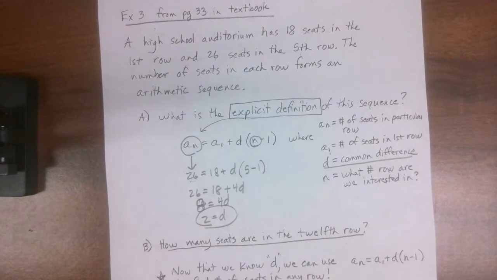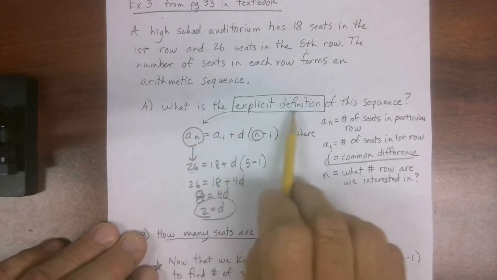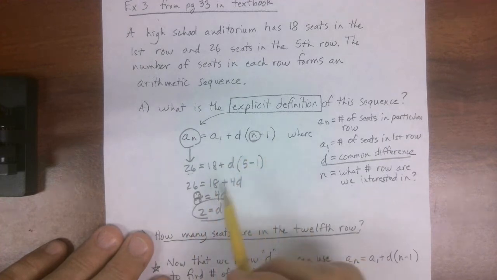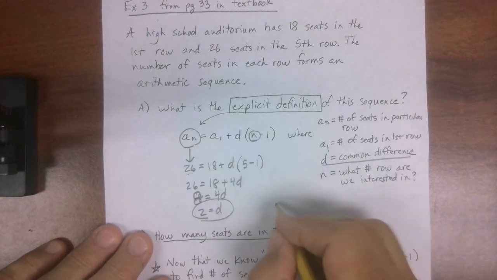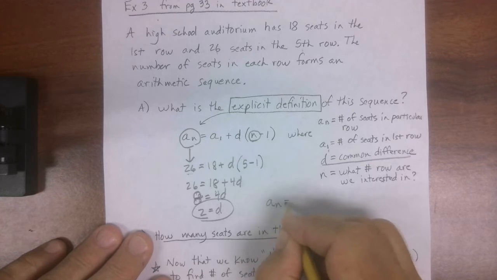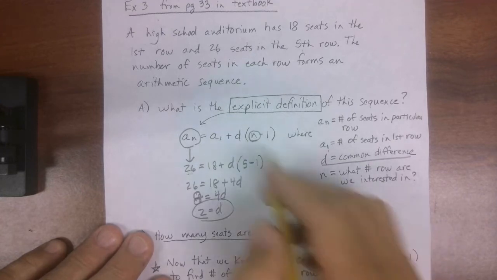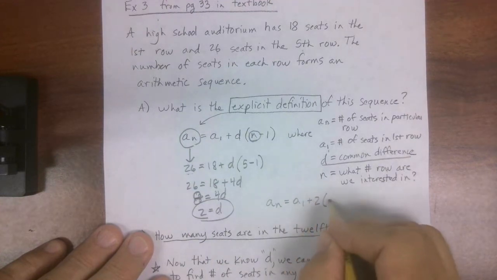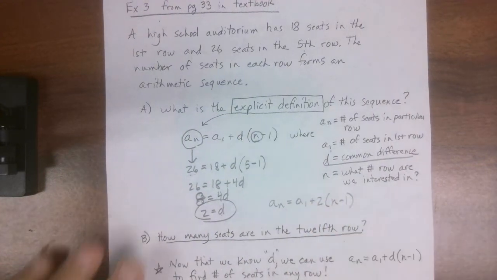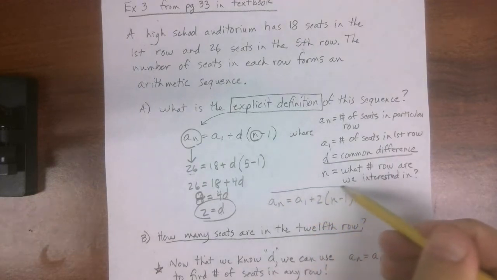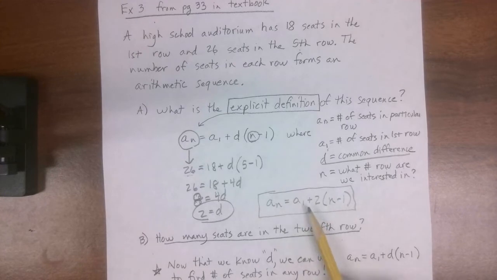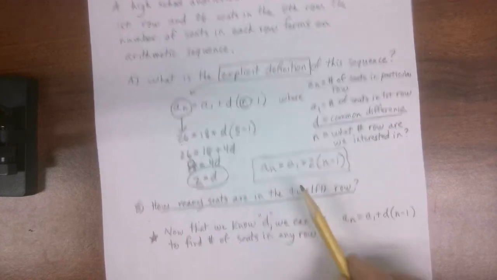Now that I know that, they're asking, what is the explicit definition? Well, now I can actually plug in D equals 2, and here it comes. Here's the answer for question letter A. A sub n equals 18 plus 2 times n minus 1. What that means is I have now figured out a formula that if they ask me how many seats are in the 6th row, 7th row, 8th row, 9th row, I can use this formula to figure it out. And let's demonstrate that.